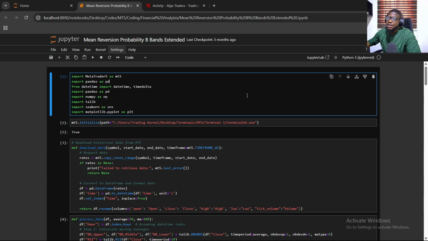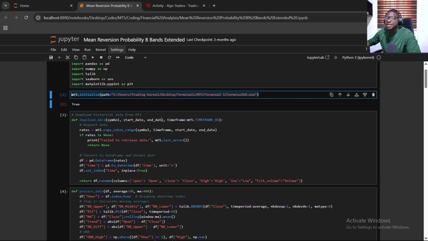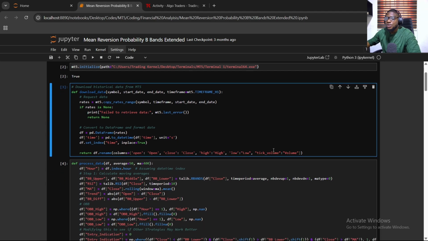So let's look at our research. Now this was done on Jupyter Notebook using the MetaTrader 5 library. The code here is Python, so it's very easy to understand, and I'm going to be explaining everything in detail that we did here. Okay, so the first thing we did was to initialize MetaTrader 5, and we downloaded data. The data we downloaded was from 2023 down to 2025. So this research is done between 2023 and 2025.